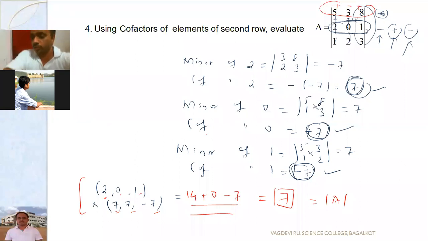This is a very important concept: finding the minors and cofactors, and using cofactors to find the value of the determinant. If you take the first row, take the cofactors of the same first row, multiply and add like this. In the end, I have done it using red ink. Multiply and add, you get the value of the determinant. Okay, fine.